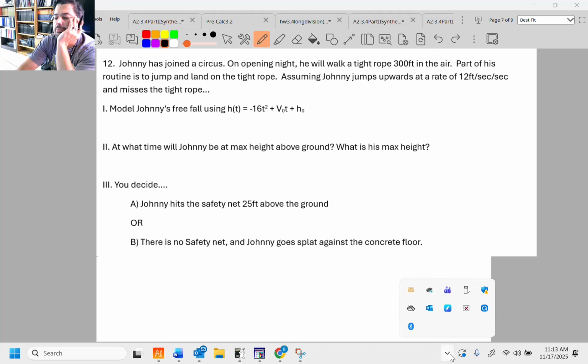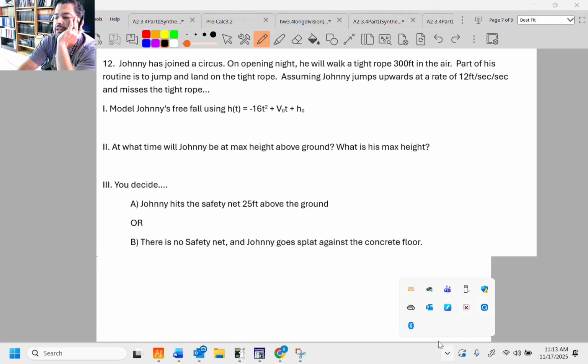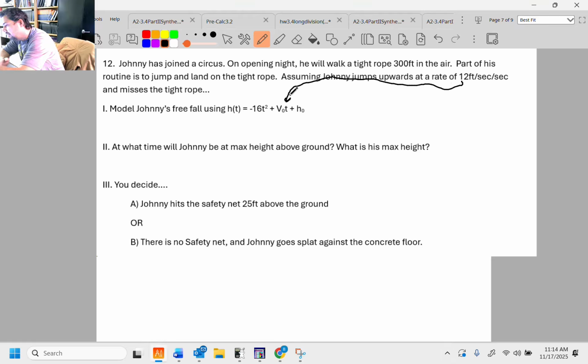All right, so we are modeling Johnny again. This time this crazy idiot has decided to join a circus. On opening night, he's going to walk a tightrope 300 foot in the air. Part of his routine is to jump and land on the tightrope. Assuming Johnny jumps upward at a rate of 12 feet per second and misses the tightrope, because this is Johnny, model his equation. All right, so there's my velocity and there's my height.